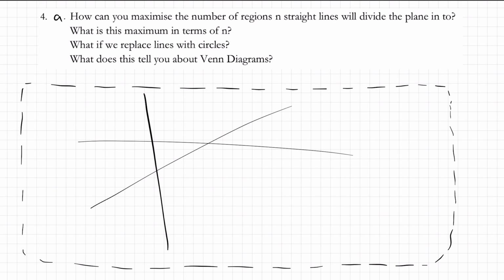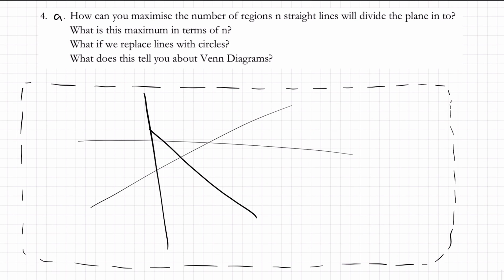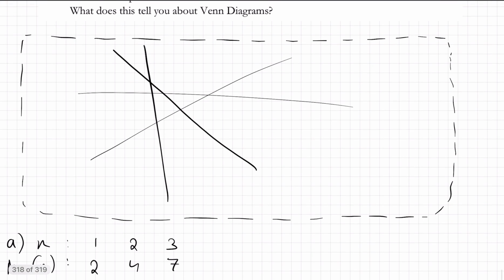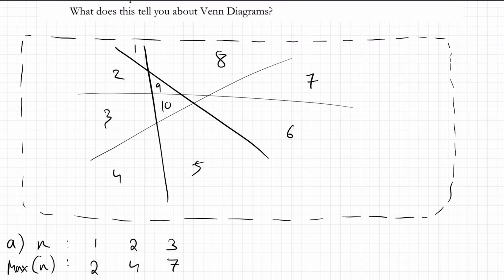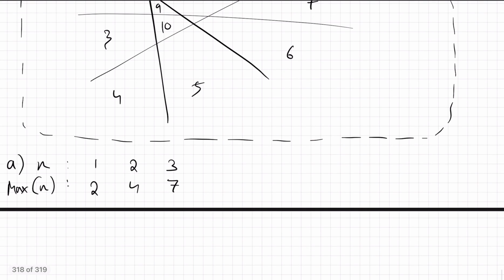So I suppose the way we can maximize the number of regions is by ensuring each new line intersects as many lines as possible. So can I make a line which intersects all three of these lines? I guess that would be like that. So yeah, okay. Now let me count the number of regions. So 1, 2, 3, 4, 5, 6, 7, 8, 9, 10. So now there's 10 regions.